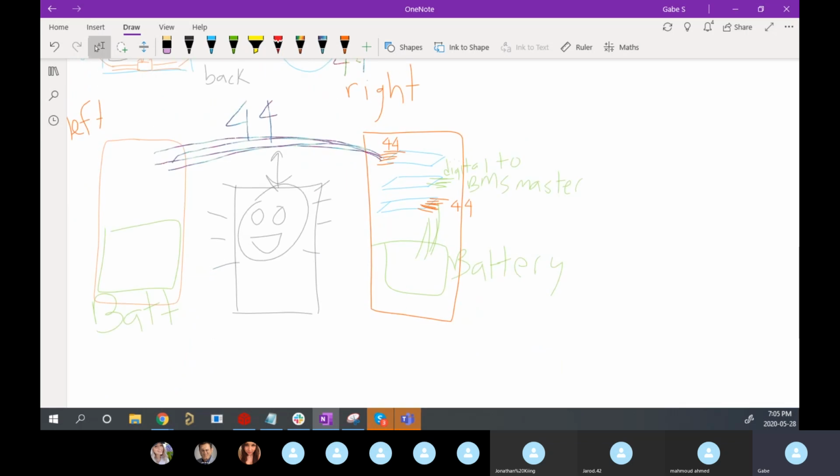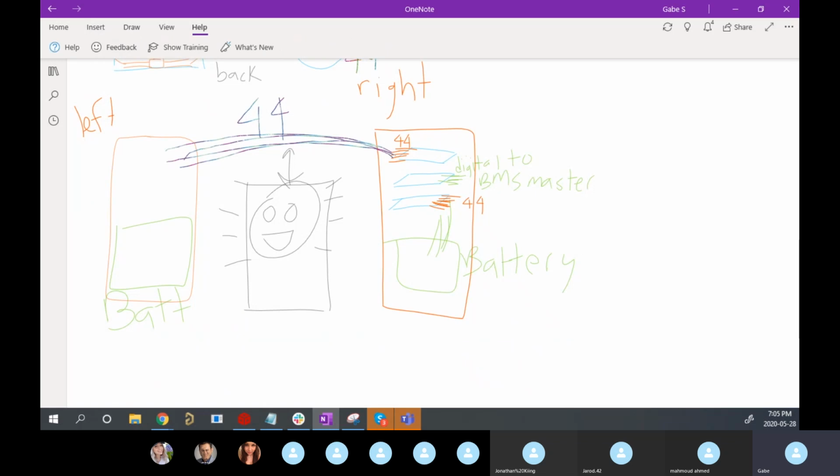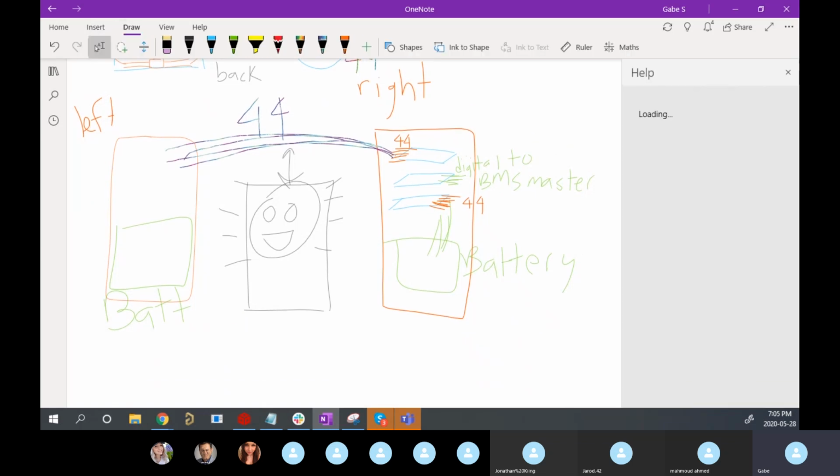You could also do it the other way as well. Sorry, you could put the whole stack on the other side, right? You could put the whole stack on the left. Put it all on the left. And then send the 44 wires the other way. But you're also going to have to send the digital wires because the BMS is in this box, right? The BMS master is in the right box, so it'll need the digital wires for the ADC measurements, plus 44 analog wires back for the rest of the battery.